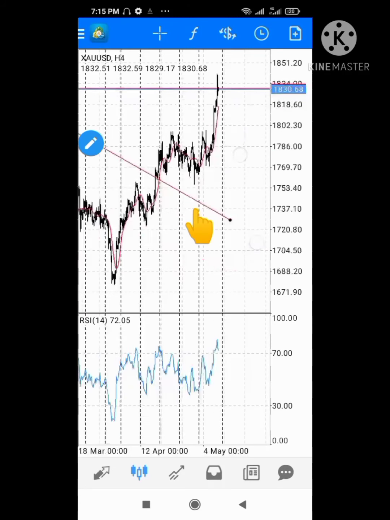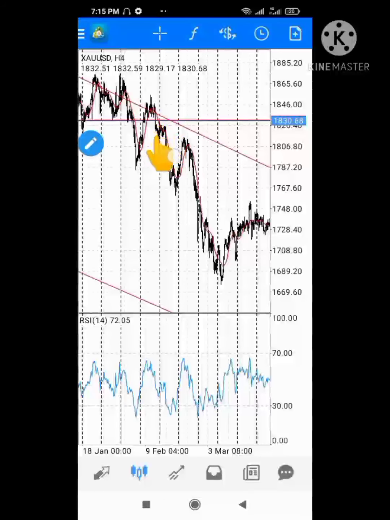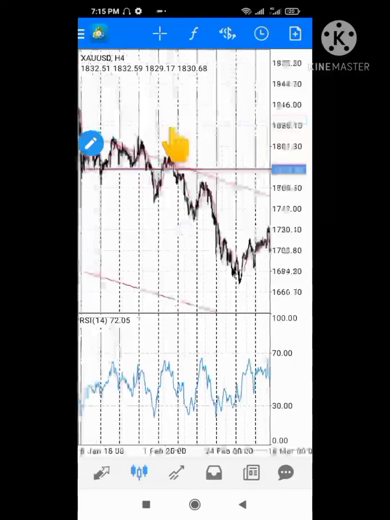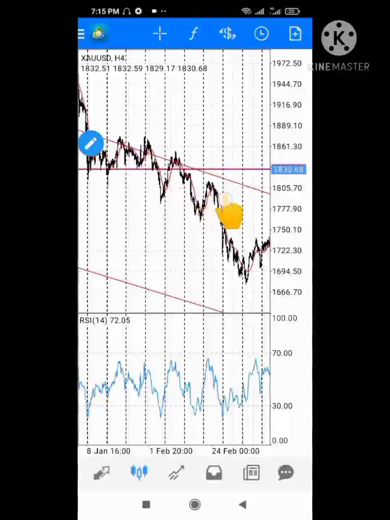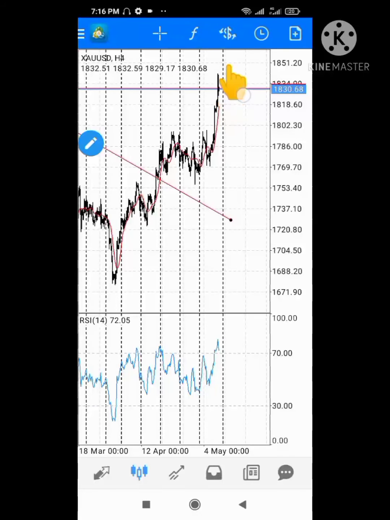If you move to 4 hours, you discover that here serves as a kind of resistance because of this level here. As you can see, the market comes down here, bounces off, comes down again, bounces off. So there is a possibility for the market to be kind of choppy here, bouncing up and down around this region. I'm already bullish on gold.